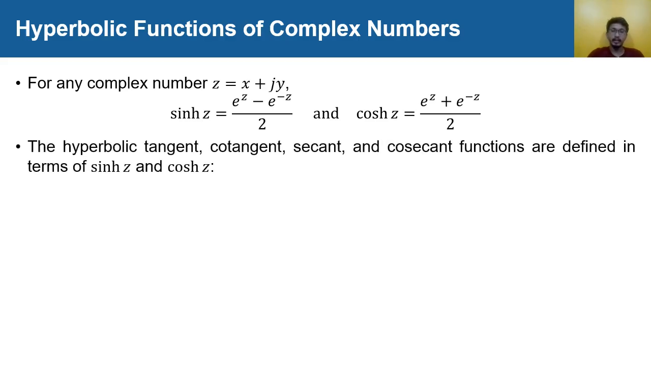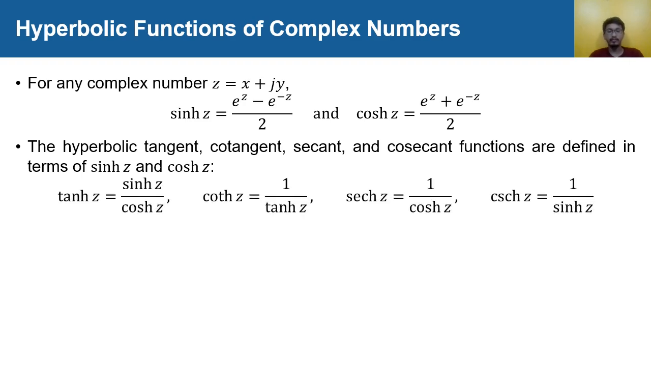The hyperbolic tangent, cotangent, secant, and cosecant functions are defined in terms of sinh z and cosh z as follows. We have hyperbolic tangent of z is equal to sinh z over cosh z. Hyperbolic cotangent of z is equal to 1 over hyperbolic tangent of z. Hyperbolic secant of z is equal to 1 over hyperbolic cosine of z. And finally, hyperbolic cosecant of z is equal to 1 over hyperbolic sine of z.